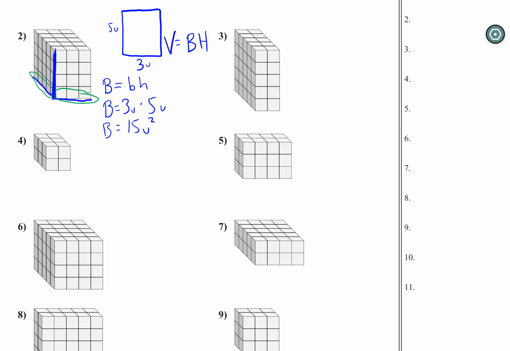Now I'm going to substitute what I know. Volume equals the area of my base, which was 15 units squared, times the tallness of my rectangular prism, or how many layers tall it is. It's 1, 2, 3, 4 layers tall. That gives me volume equals 15 times 4, which is 60. Units squared times units is going to give me units cubed.